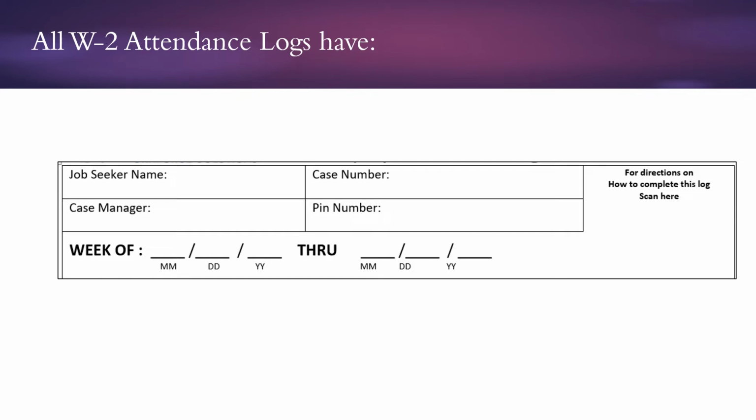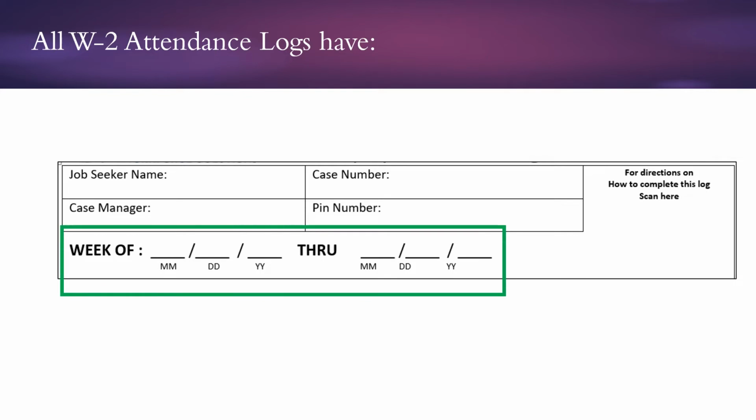At the top of your log, there is some key information. This is necessary so W-2 staff knows who to give credit to. Your case manager may have filled in all of this information for you. If not, you will need to do so. If you have questions about identifying information such as your case number or PIN, please reach out to your case manager. The top right-hand corner is the QR code that brought you to this training.